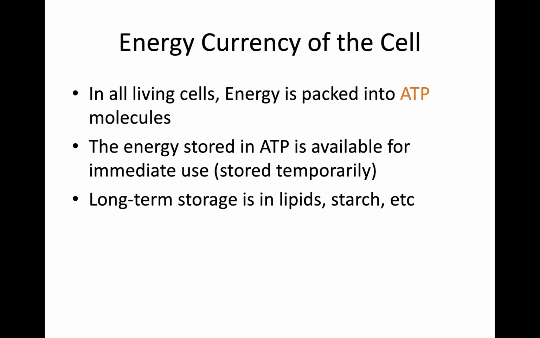The energy stored in ATP is available for immediate use, or it's stored temporarily until the cell needs it. In our bodies we can store energy in the form of our fats and starches. So we know that we're using food as a source of energy, and cellular respiration, which takes place in the mitochondria, is how we get the energy that's trapped in those food molecules to a usable form.